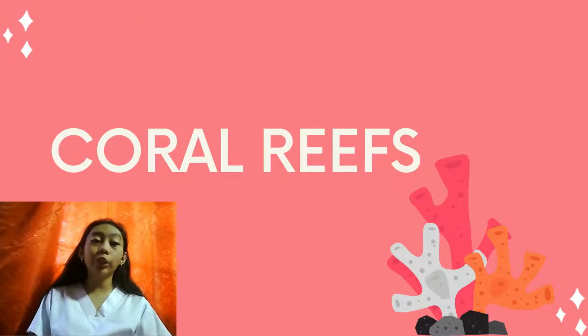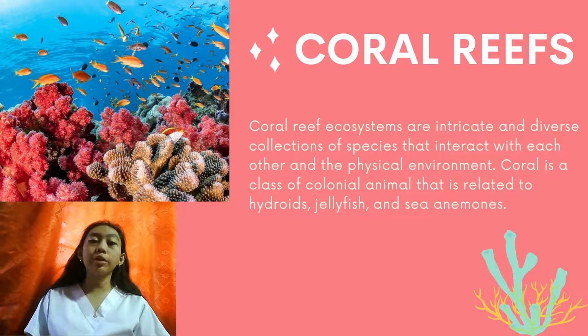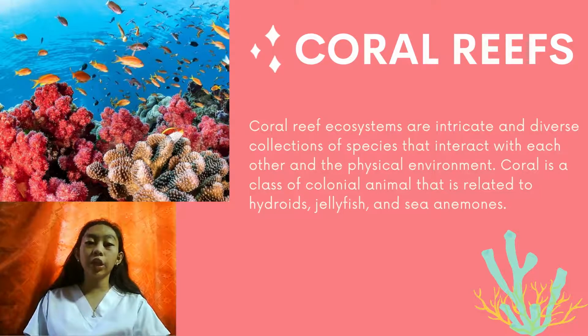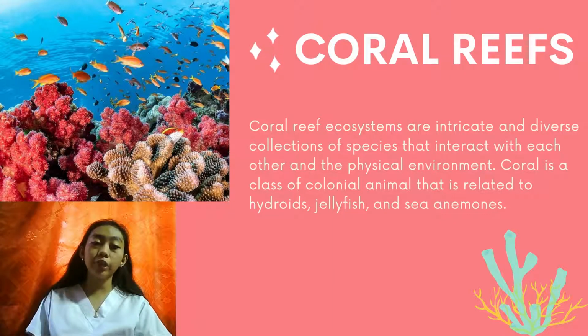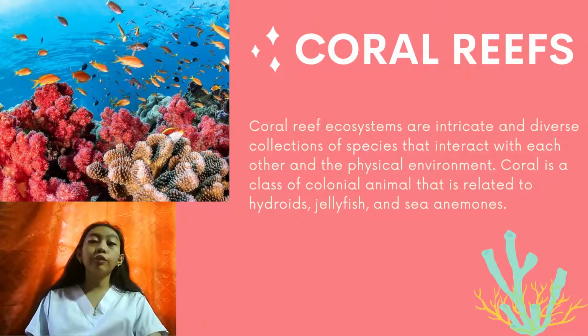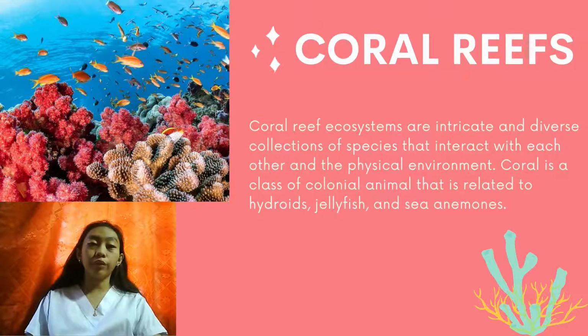And now we're gonna talk about the other type of marine biome, which is the coral reef. Coral reef ecosystems are intricate and diverse collections of species that interact with each other in the physical environment. Coral is a class of colonial animal that is related to hydroids, jellyfish, and sea anemones. When we say intricate, it means very complicated or very detailed, and diverse means different or various. In other words, coral reefs are one of a kind.